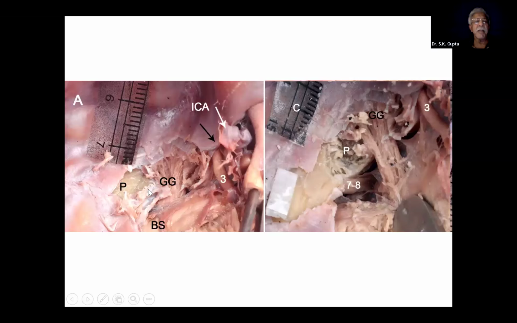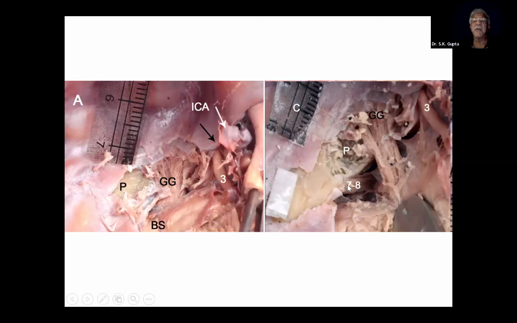The landmarks for the drilling for intradural petrosectomy remain the same as in extradural petrosectomy. Only we are doing it from the intradural approach. This is the brainstem here. And once you drill the petrous bone here, you have access to the posterior fossa here, lateral to the gasserian ganglion, which can be retracted for the tumor removal.